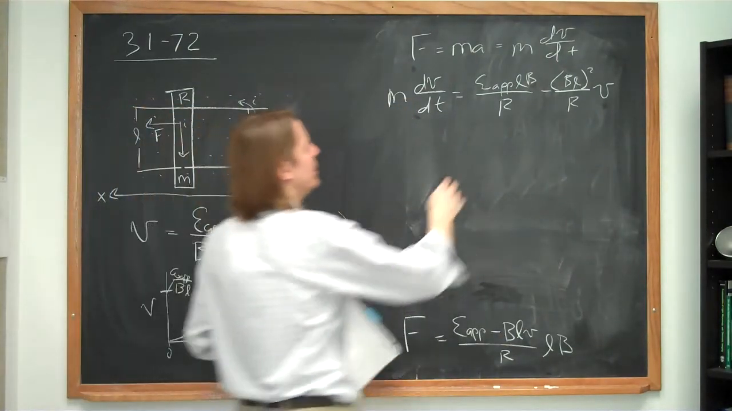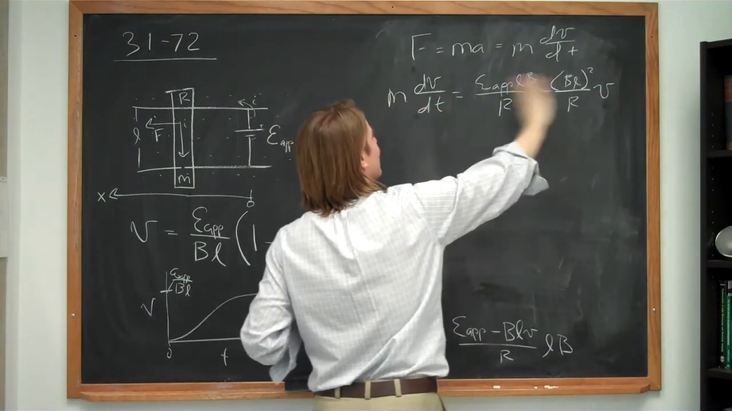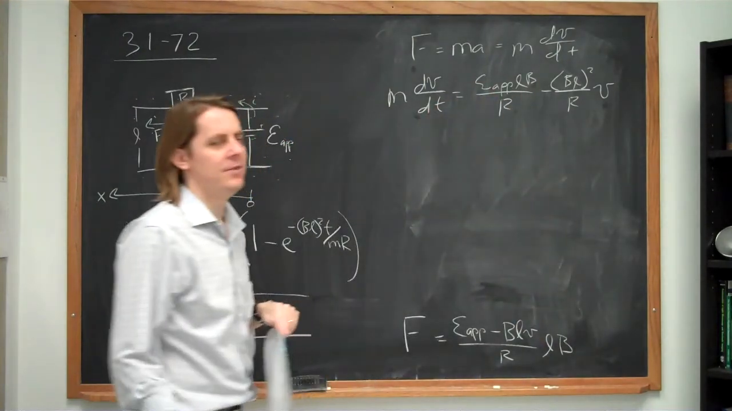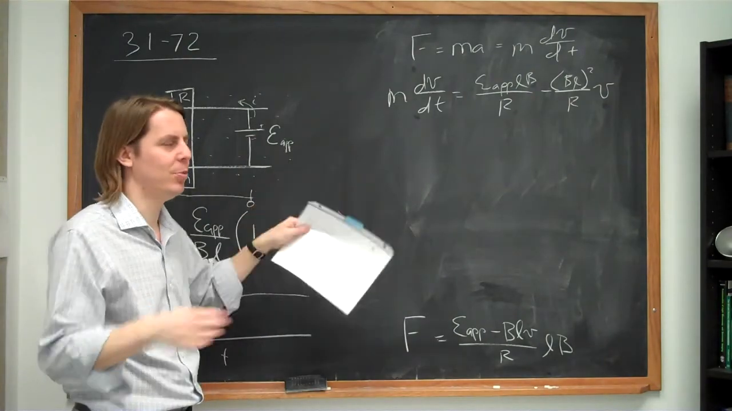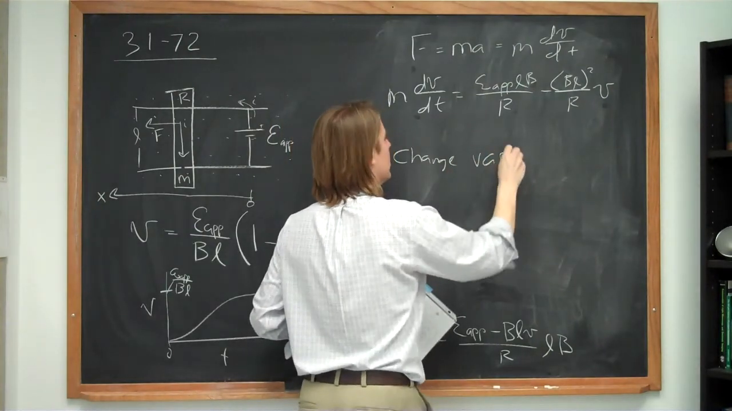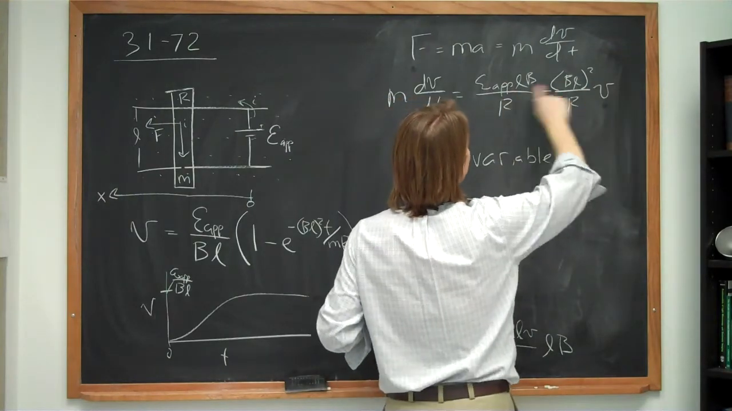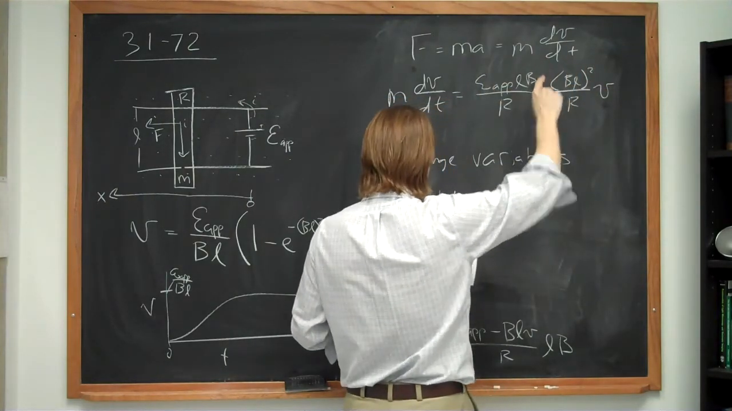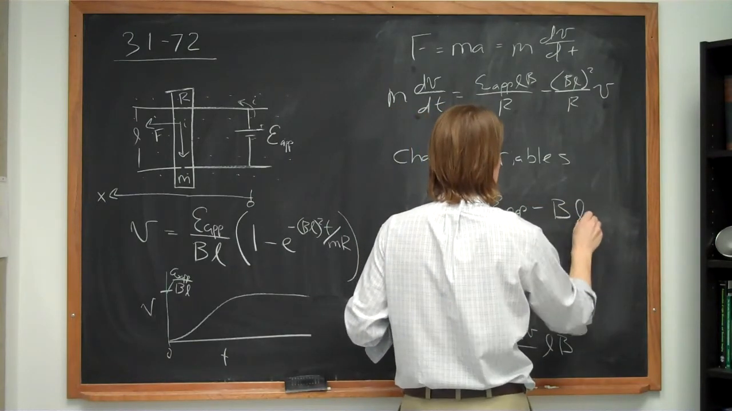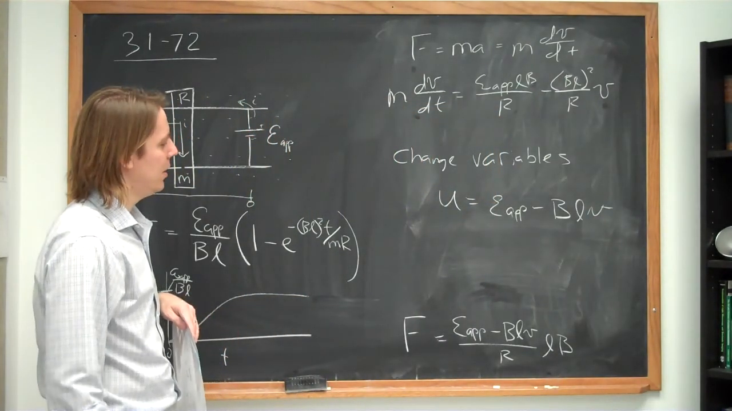The trick in differential equations is to get all the v's on one side and all the t's on the other. You could do that by dividing by v, multiplying by t, but this term is in the way. This term is always going to keep a mix between the v and the t. You'll never separate it perfectly with v on one side, t on the other, so you have to change variables. We'll use u equals something. We're going to put this thing up here. u equals E applied minus BLv. And that will actually let it work out.